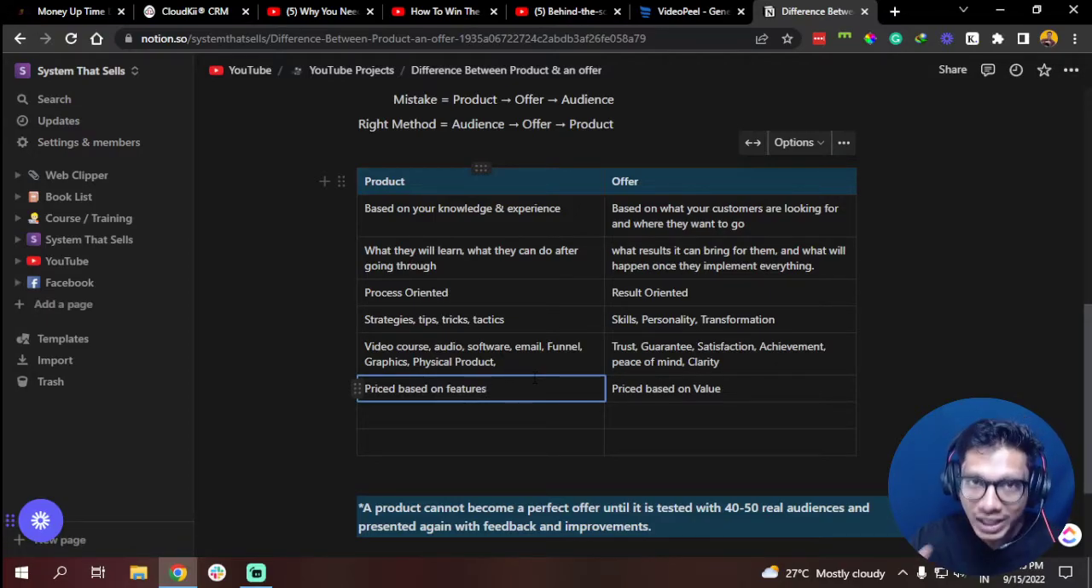But if you really want to convert your product into an offer, you have to give additional value to it. You have to add your own skills, personality, and transformation to it, showing how it can transform your audience when they go through the product or when they buy it. A product is generally based on the features it can provide, but a real offer is based on the value it can provide to the audience.